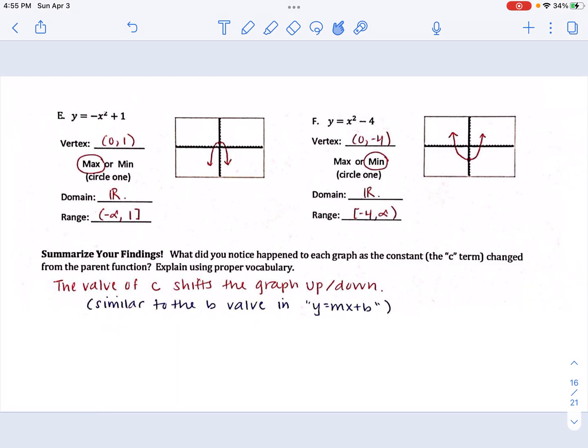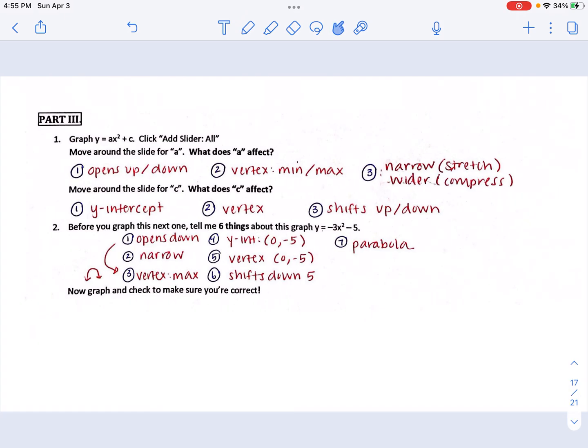The next thing we really explored was how c started to affect the graph. So taking a look at this first function, y equals -x squared plus 1, right off the bat, we notice that a is negative, so our graph is facing downwards or reflected over the x-axis. And now we notice that we had a +1 value for c. Well, we do notice that the value of c shifts the graph up or down, similar to how our b value in our linear function shifted our graph up and down on the y-axis.